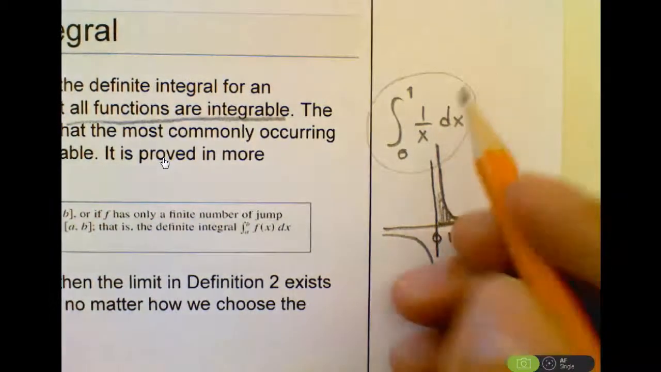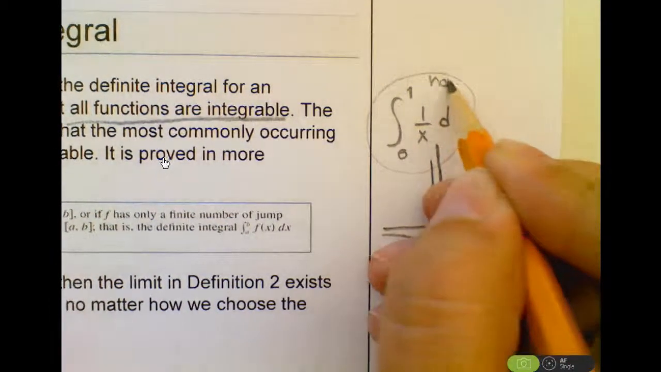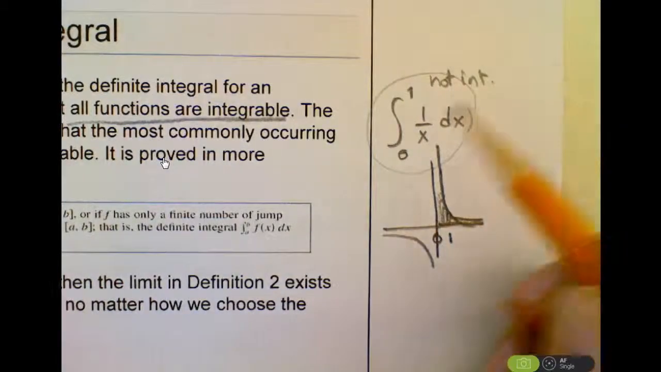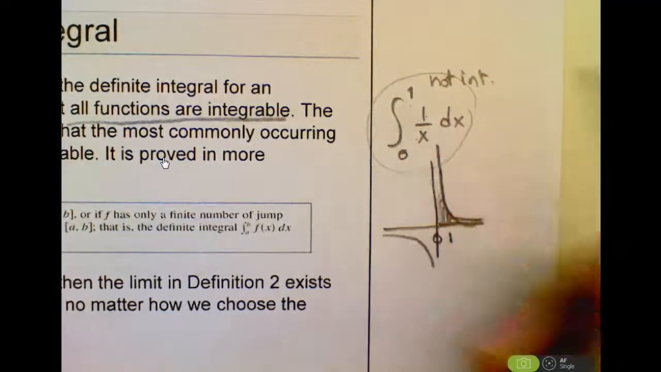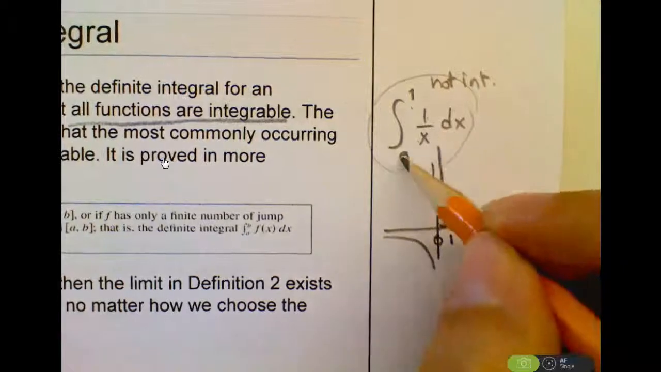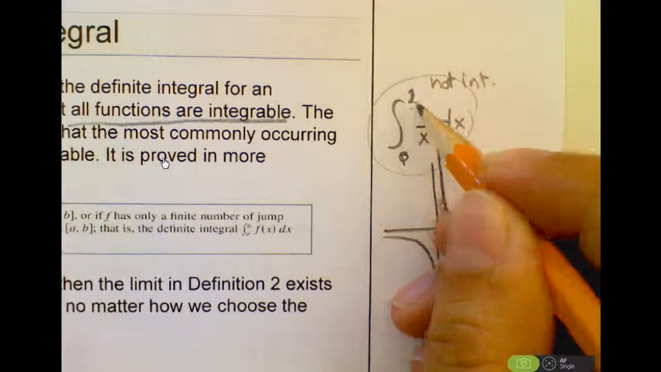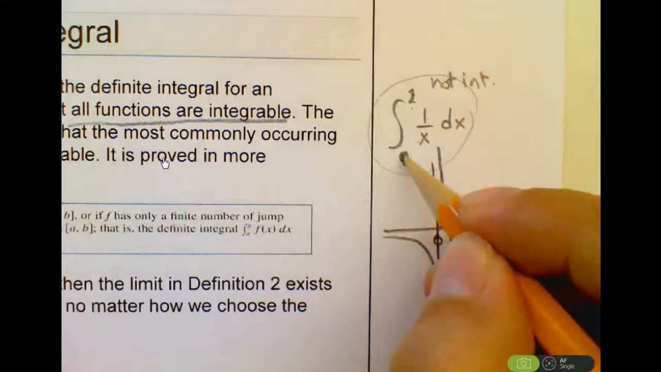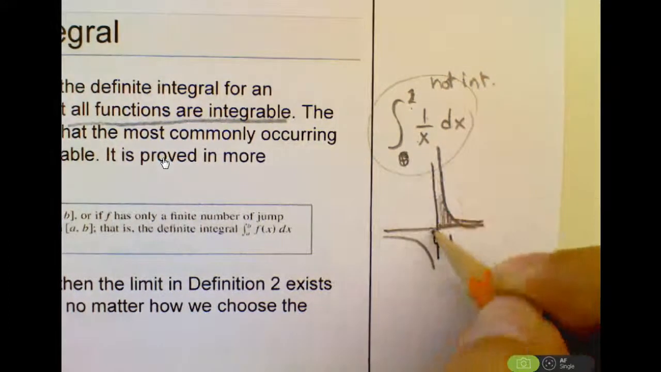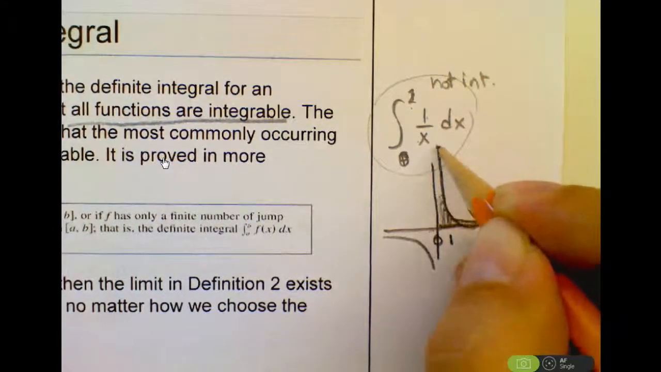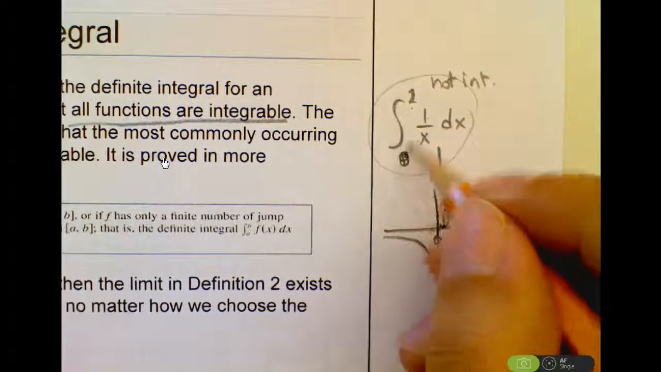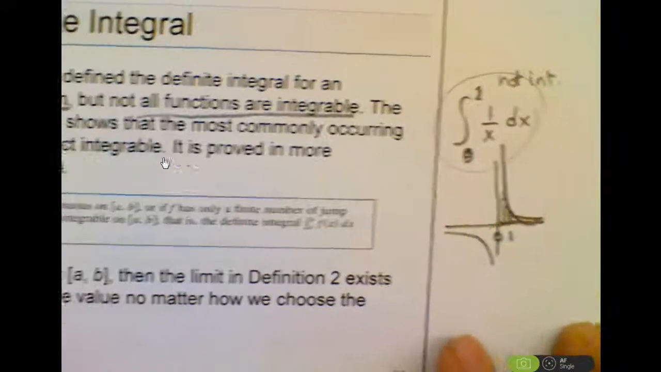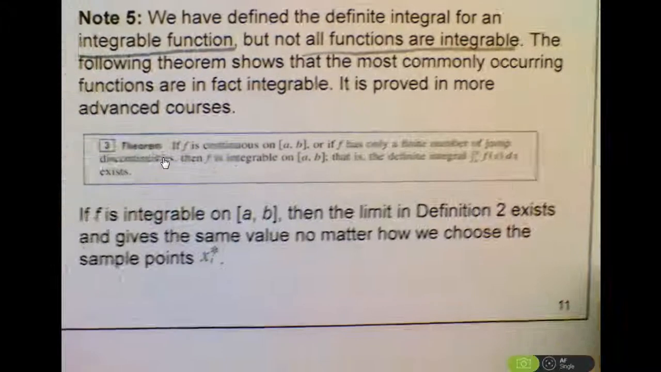So this is something that you can't integrate. You cannot find the integral of 1 over x between 0 and 1. You can find it between 1 and 2. You can find it for some other different values, but you cannot find the one that starts at 0, because remember that this is not part of the domain, so it is impossible to find the area under the curve if it's defined like that.